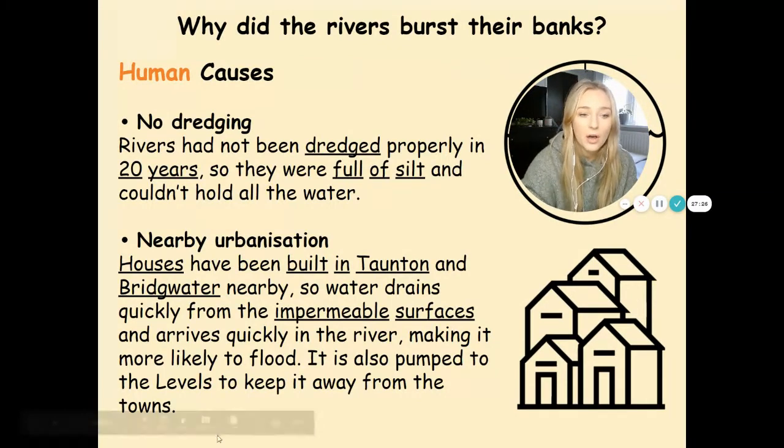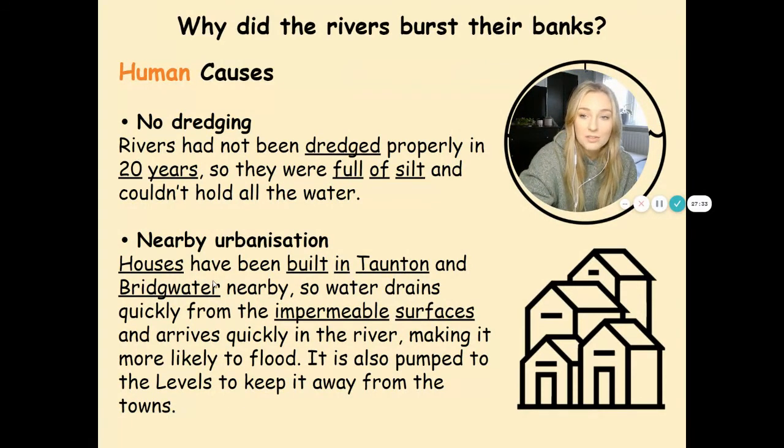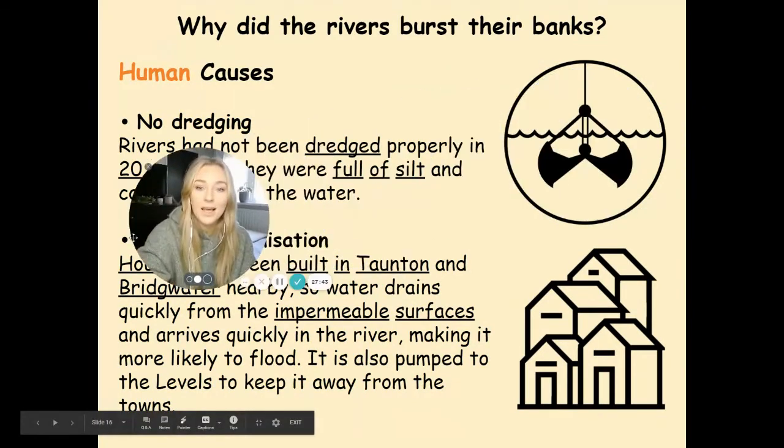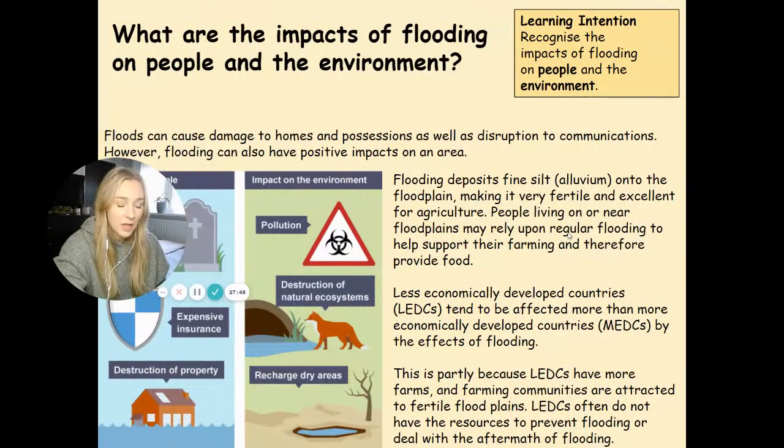So it says that houses have been built in this area and that area nearby. So if you were able to mention the names of the towns, that would score you some points. Water drains quickly because of impermeable surfaces, goes to the river quicker, making it more likely to flood. And that's it. That's the end of the case study information.